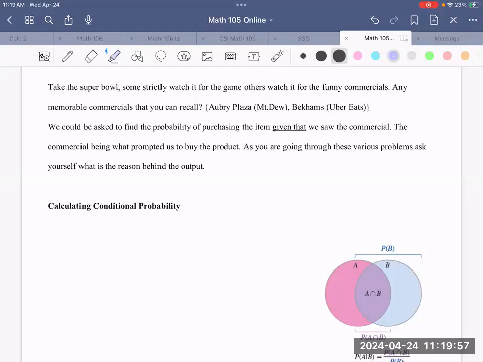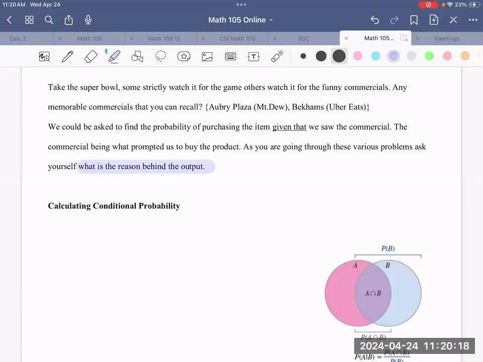So then it says we could be asked to find the probability of purchasing the items given that we saw the commercial being what prompted us to buy the product. As you're going to go through these various problems, I want you to ask yourself, what's the reason behind the output?